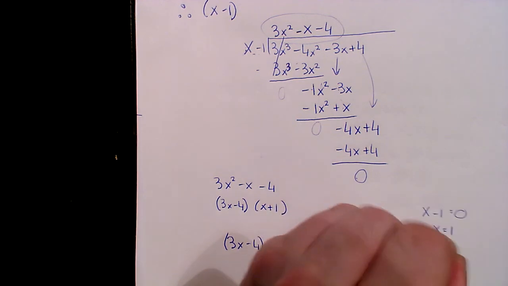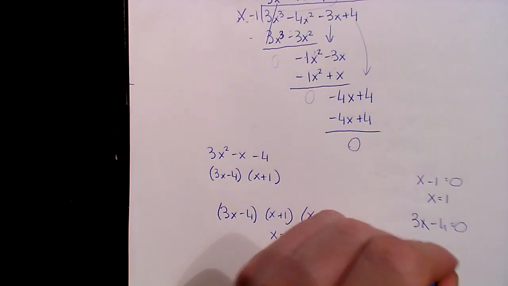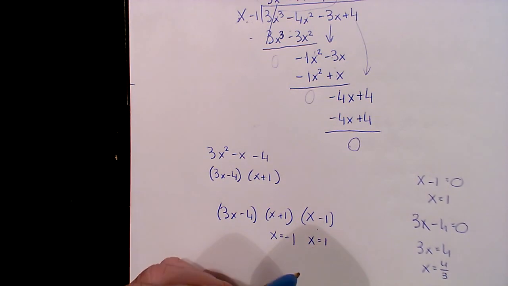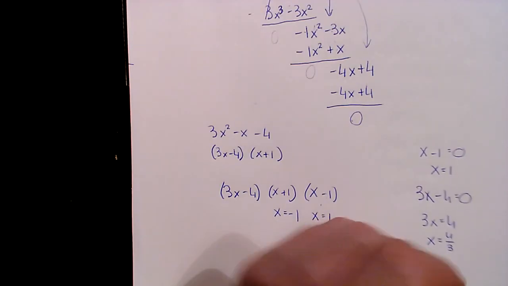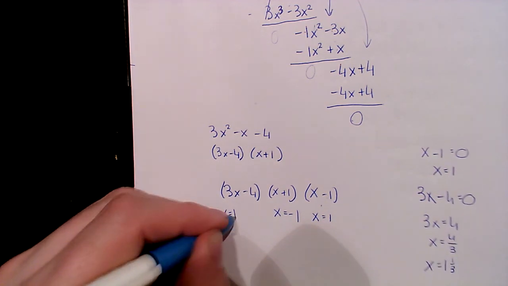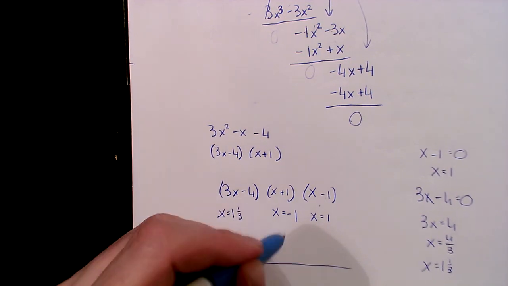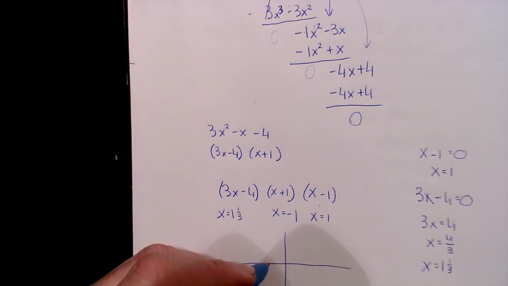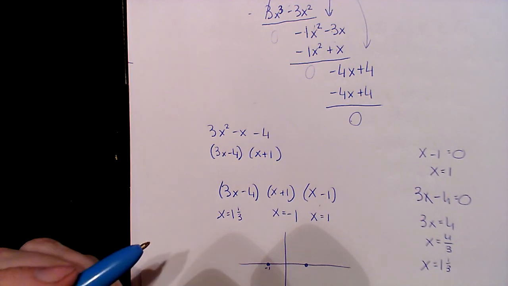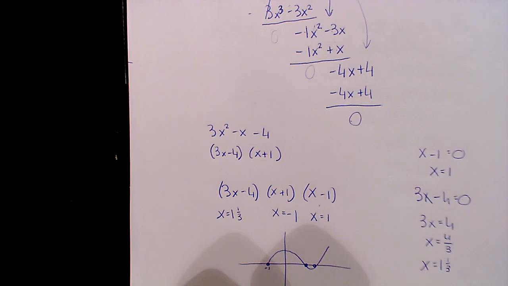So let's just do this out. 3x minus 4 equals 0. So 3x equals 4. So x equals 4 over 3. So x equals 1 and 1/3, or 1.33. So what that's telling us is, well, this is what it's going to look like. We have it hitting at minus 1, we have it hitting at 1, and we have it hitting at 1 1/3. So something like that.